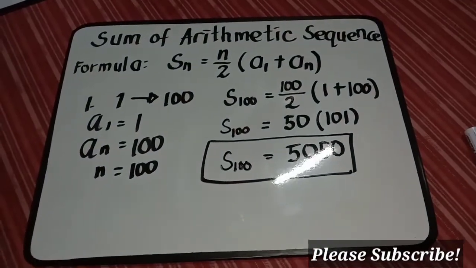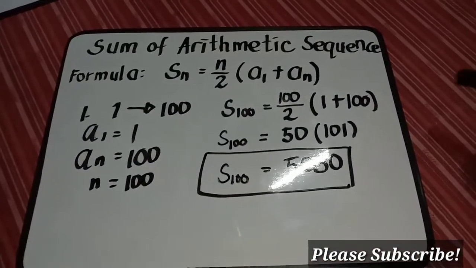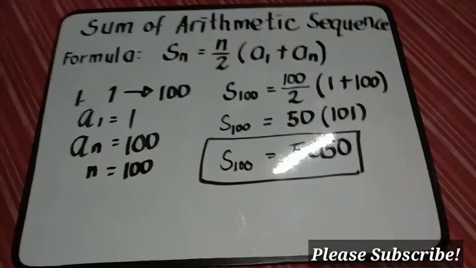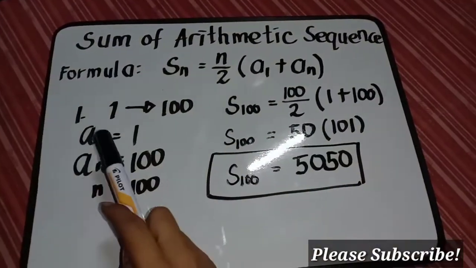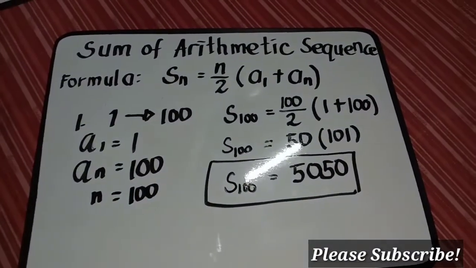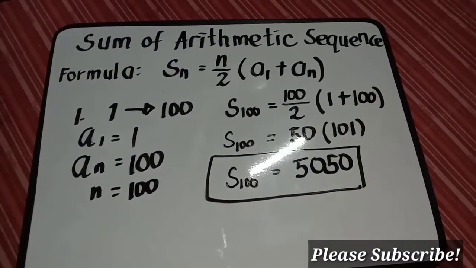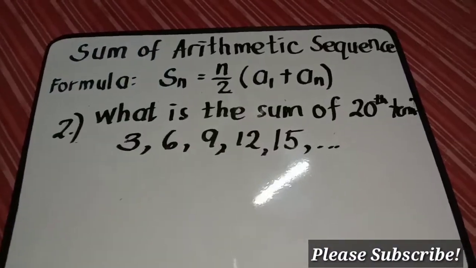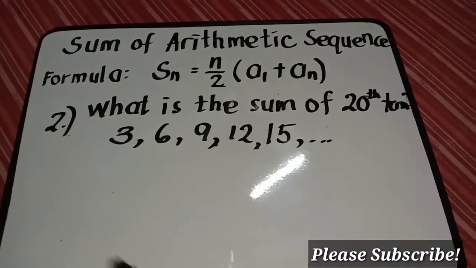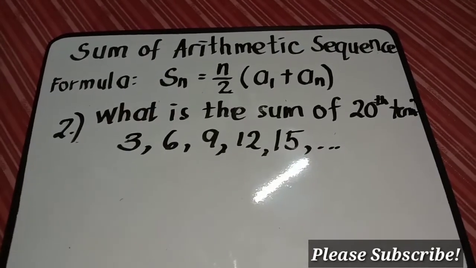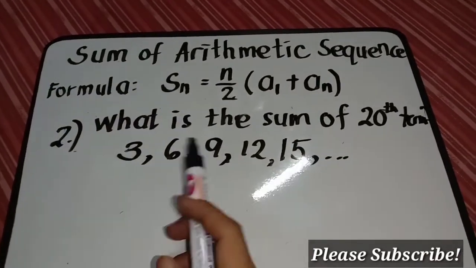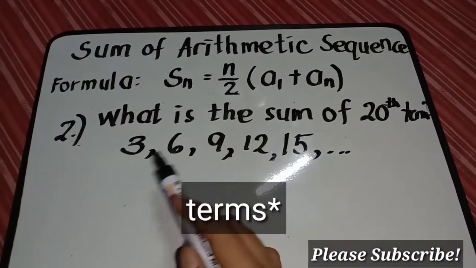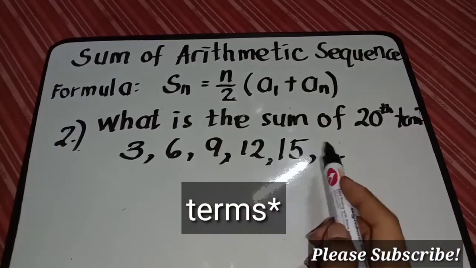Okay, ginagamit natin si formula ng sum of arithmetic sequence para hindi tayo mahirapan. Yun yung purpose nito. Madali ito kapag given yung first term at saka last term, kasi mas madali na nating makukuha based sa given and then substitute sa formula. Okay, what if naman kapag given lang si first term pero wala yung last term? So, the question is, what is the sum of the 20th term of the sequence 3, 6, 9, 12, 15?